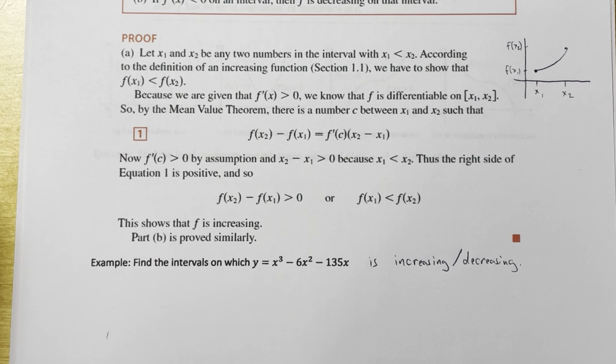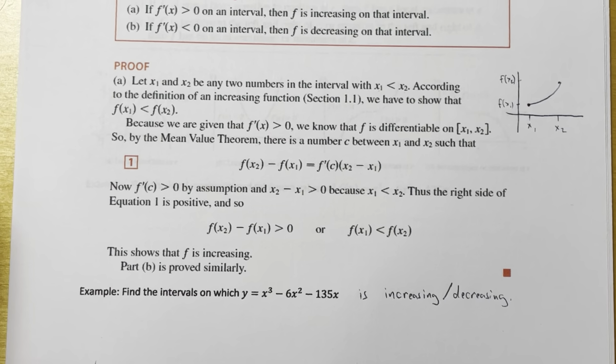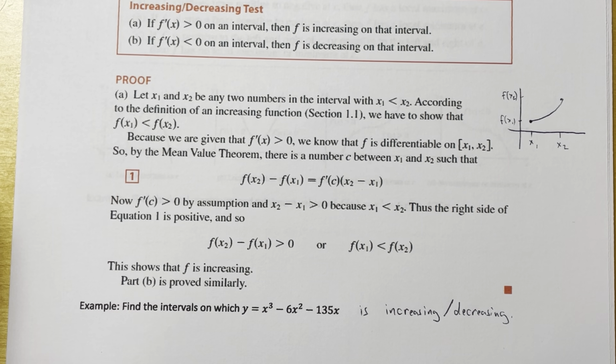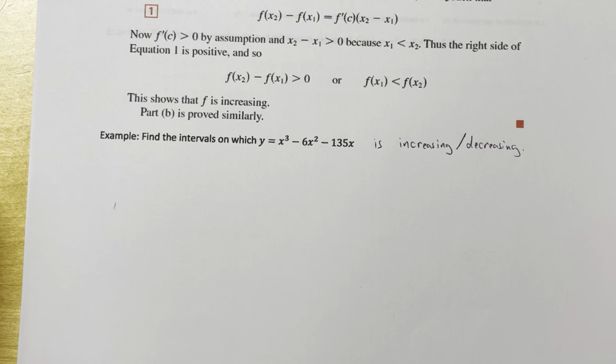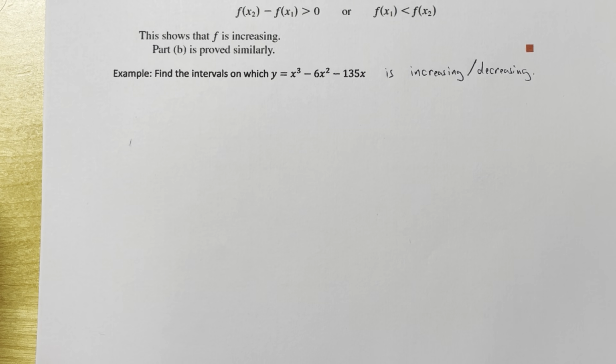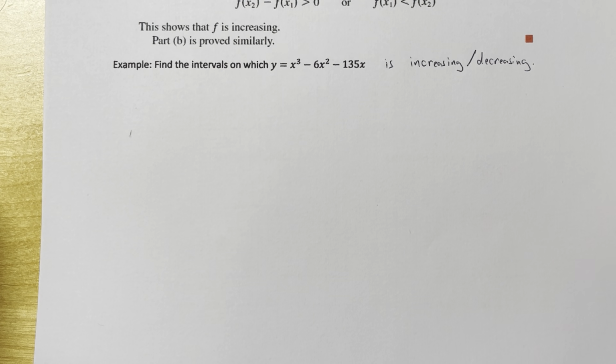B, which is where we want to prove that if f prime of x is negative on an interval, then f is decreasing on that interval, would follow a very similar proof with some inequalities flipped different ways. So we're not going to go through a proof of that. Okay, so now that we've established that as a theorem, this fact that we've kind of been using already, let's do an example with it.